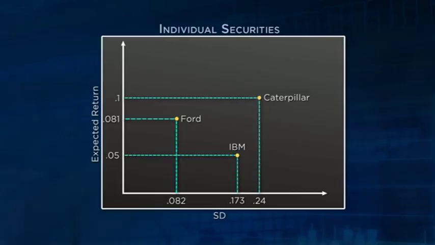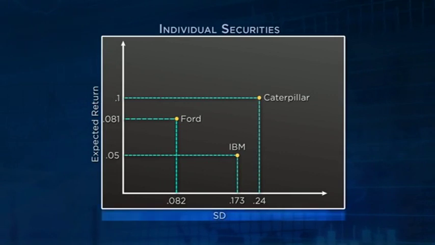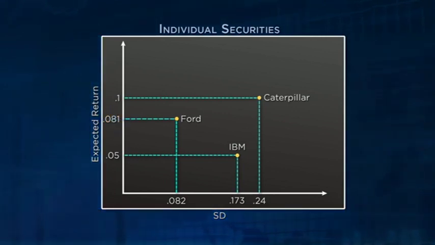To see things visually, think about a plot of the characteristics of individual securities on a graph. On the horizontal axis, put the standard deviation, and on the vertical axis, put the expected return. For example, let the expected return for Ford be 8.1%, with a standard deviation of 8.2%. Let IBM have an expected return of, say, 5%, but a higher standard deviation at 17.3%. And then finally, let Caterpillar have the highest expected return at 10% and the highest standard deviation at 24%.